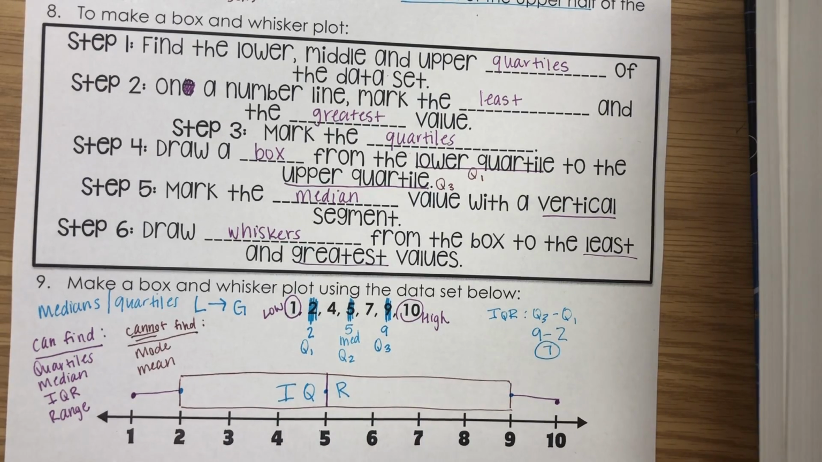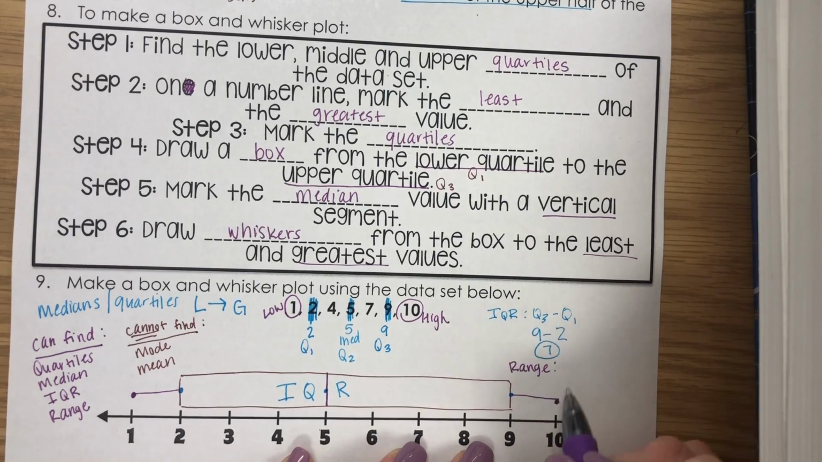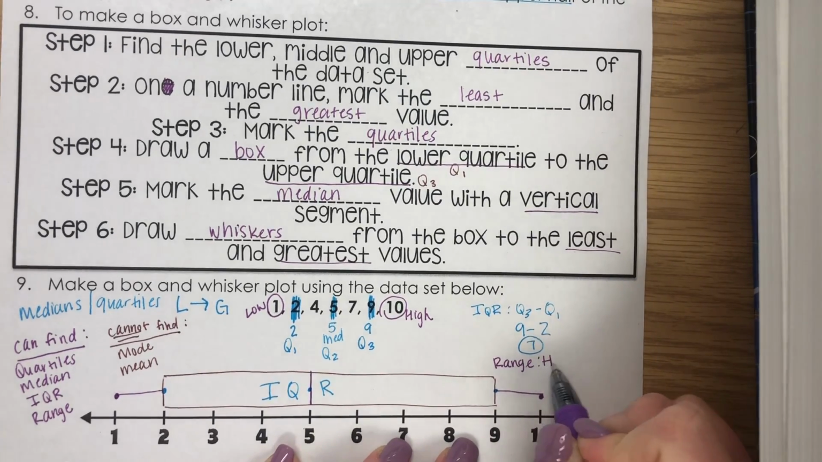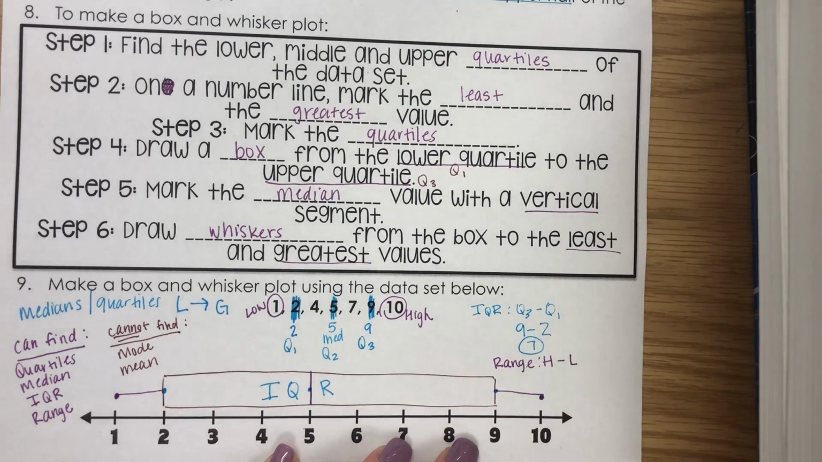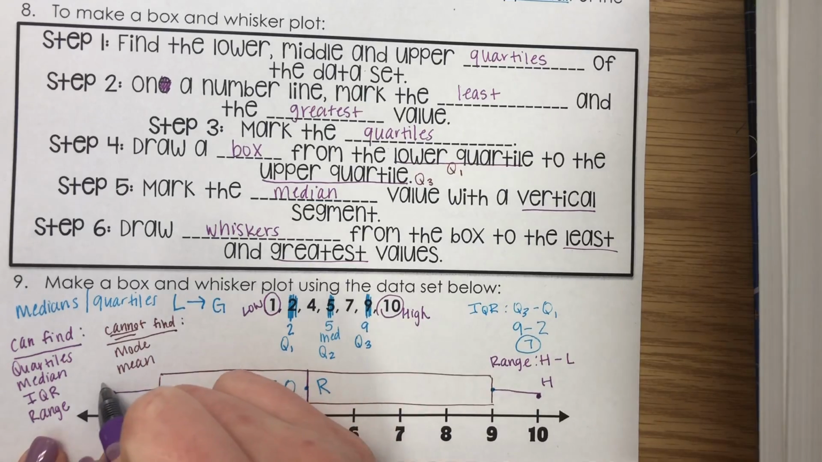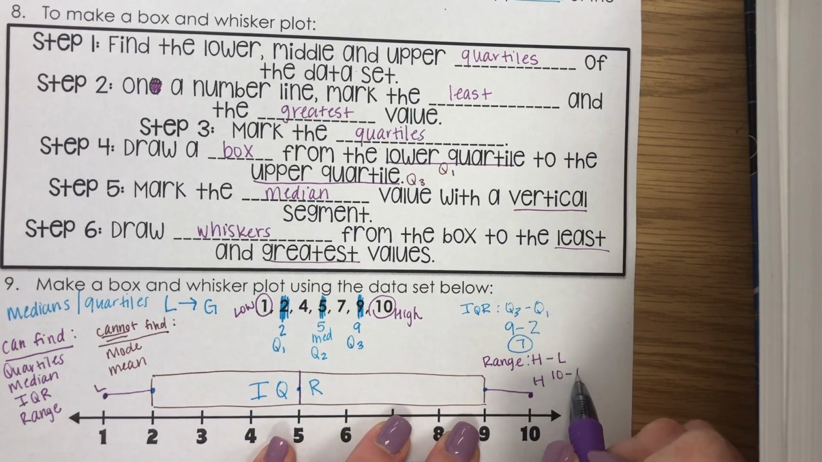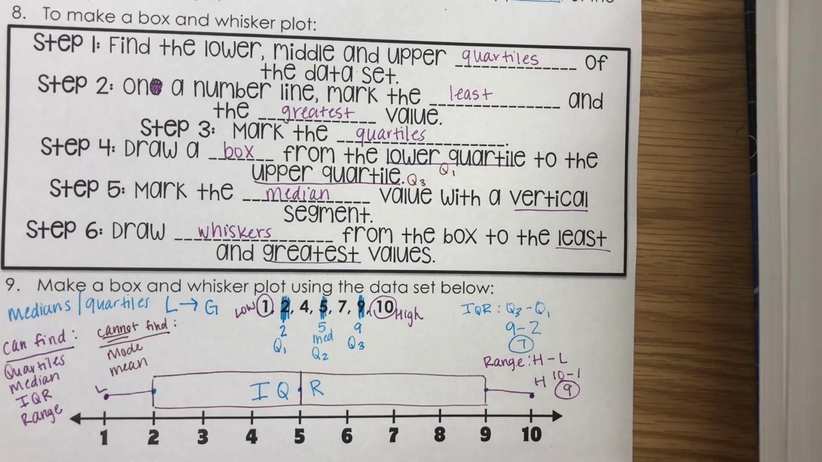Okay? And now we want to find the range, and if you remember, for range, we take the highest number, subtract the lowest number. So 10 is our high, 1 is our low, so we want to take 10 minus 1, which gives us a range of 9. Okay, and that's all there is to it.